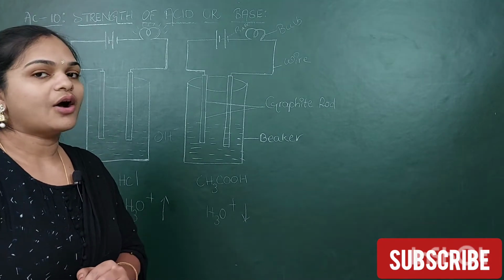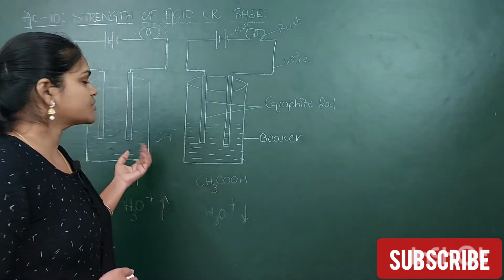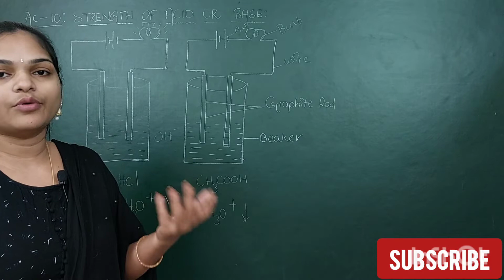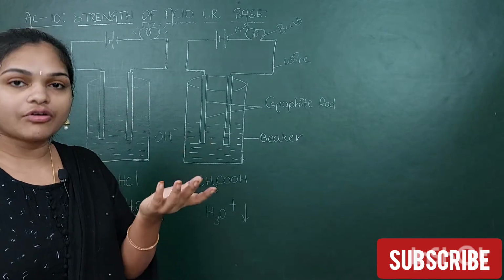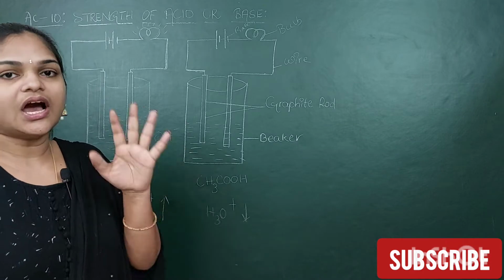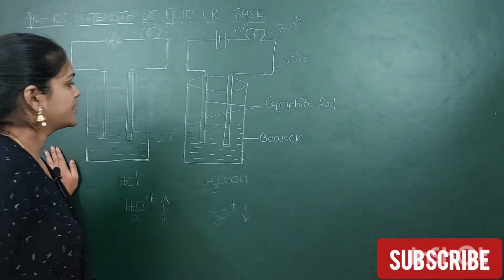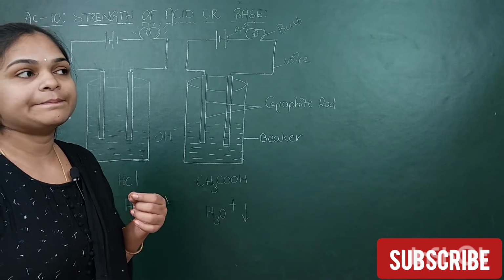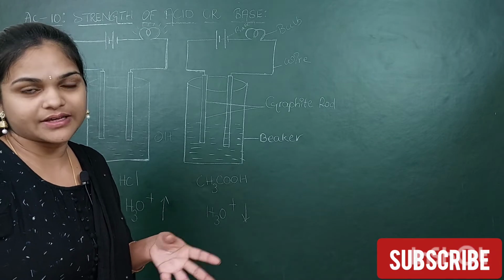Yes, so a strong acid will have more H plus ions, and a strong base is going to have more OH minus ions. So the solution which has more ions can be stronger when compared to the other solution. This is one of the methods to know the strength of acids or bases. Another method we can use is the pH scale. By using the pH scale also we can know the strength of an acid or base.